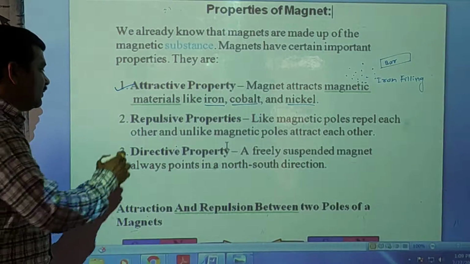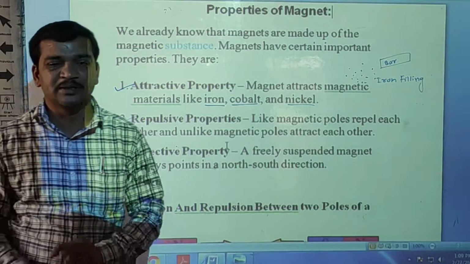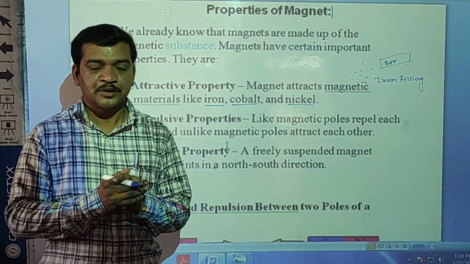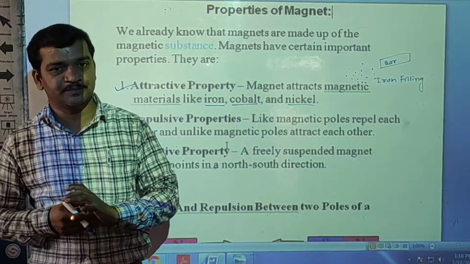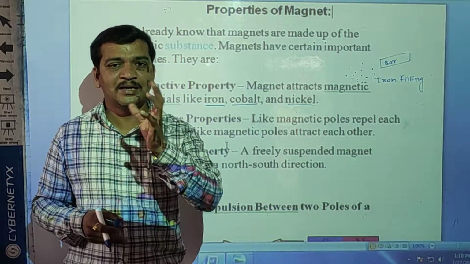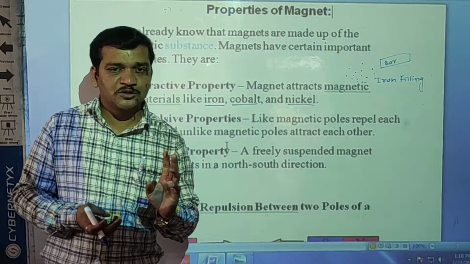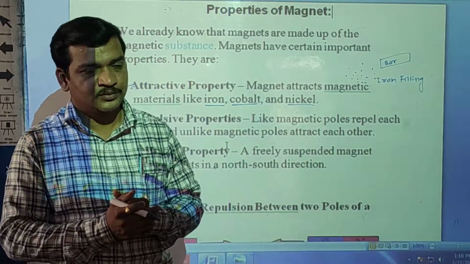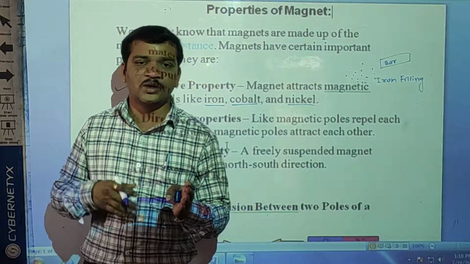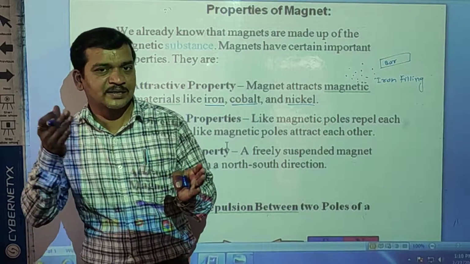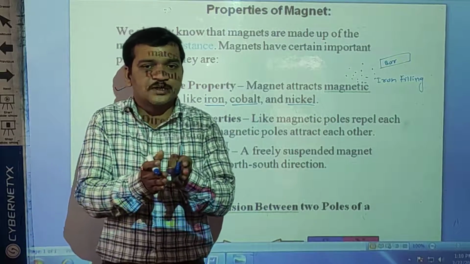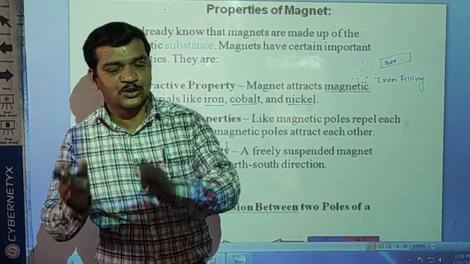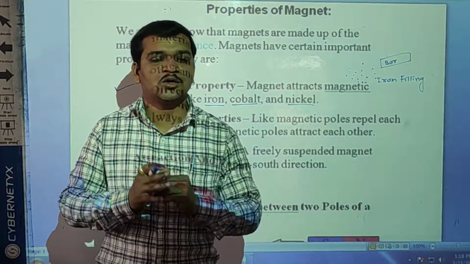The second property is called the repulsive property. Repulsive means there will be a repulsion. There are two kinds of poles, like poles and unlike poles. Like poles means, for example, one magnet has a north pole and the second magnet also has a north pole facing towards each other. They are called like poles, or south pole, they are also called like poles.